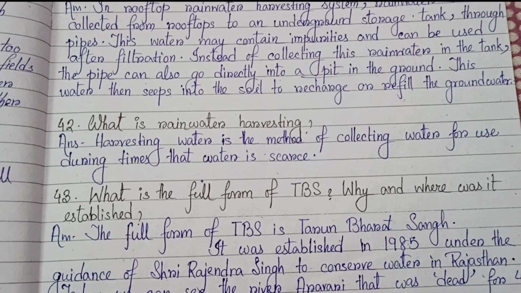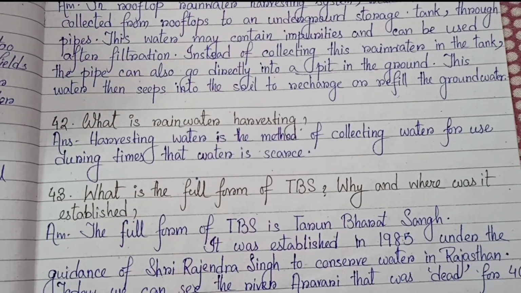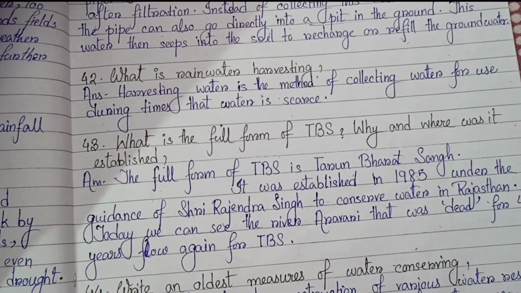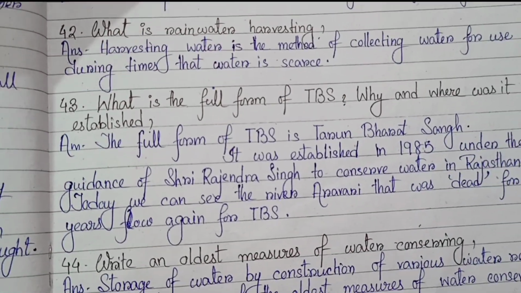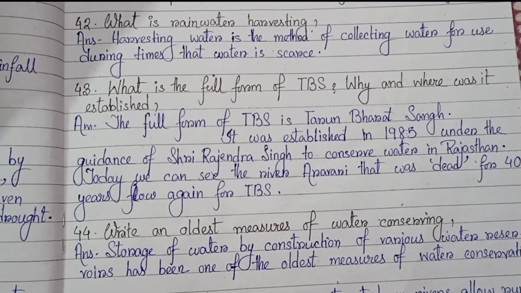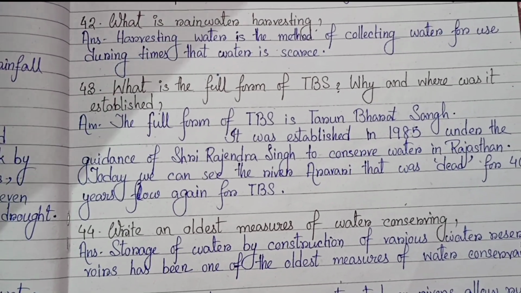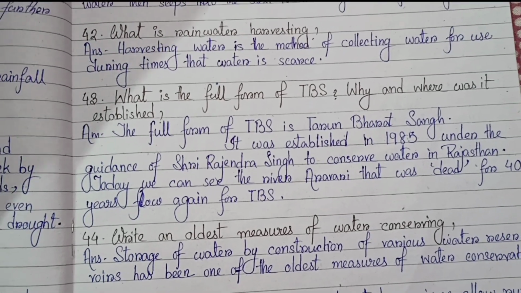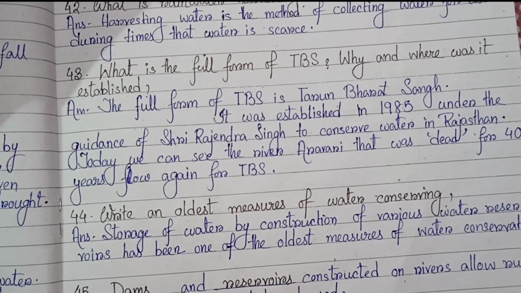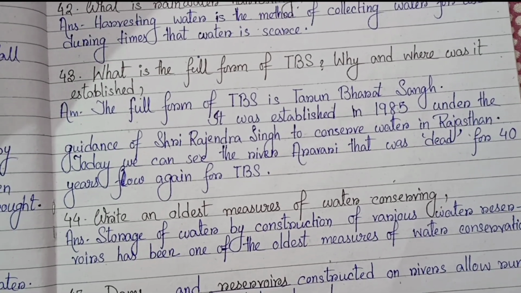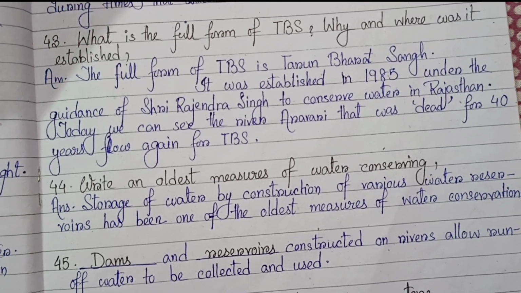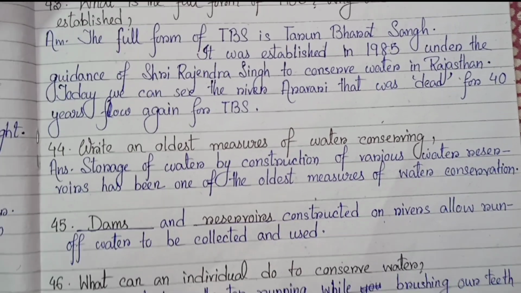42, what is rainwater harvesting? Harvesting water is a method of collecting water for use during times when water is scarce. Number 43, what is the full form of TBS? Why and where was it established? The full form of TBS is Tarun Bharat Sangh. It was established in 1985 under the guidance of Sri Rajendra Singh to conserve water in Rajasthan. Today we can see the river Arvari that was dead for 40 years flow again because of TBS.